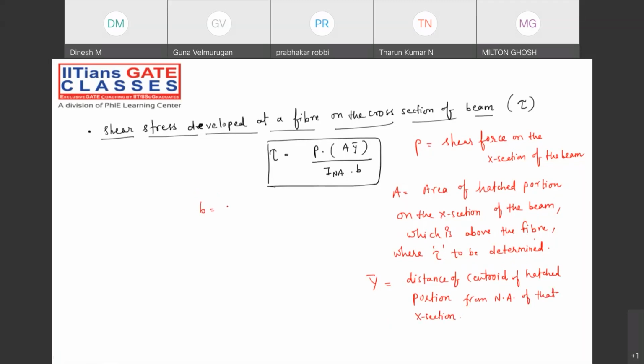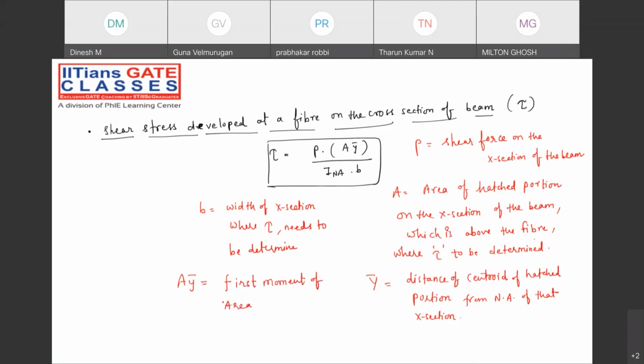B will be the width of the cross section where tau needs to be determined. A into y bar, the product, is called the first moment of area. The first moment of area.